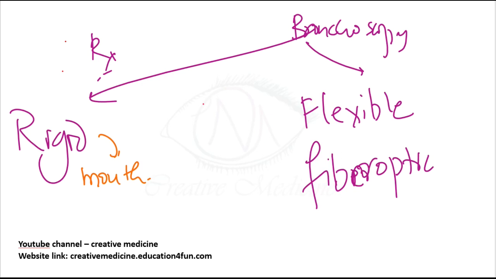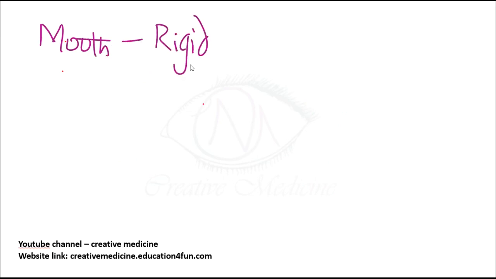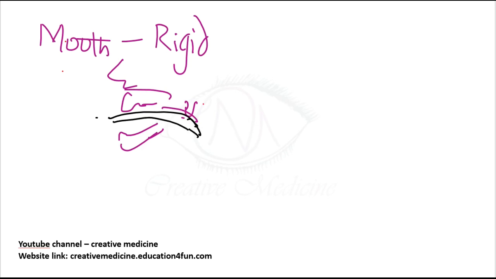How to remember the structures seen under rigid bronchoscopy? Rigid bronchoscopy is done by mouth. When you take the rigid bronchoscope to the mouth of a patient, you are going to see the uvula first. Then when you take the rigid bronchoscope downwards, you will see the epiglottis. After the epiglottis is visualized, you will see the vocal cords on either side. Now you will enter the vocal cords.